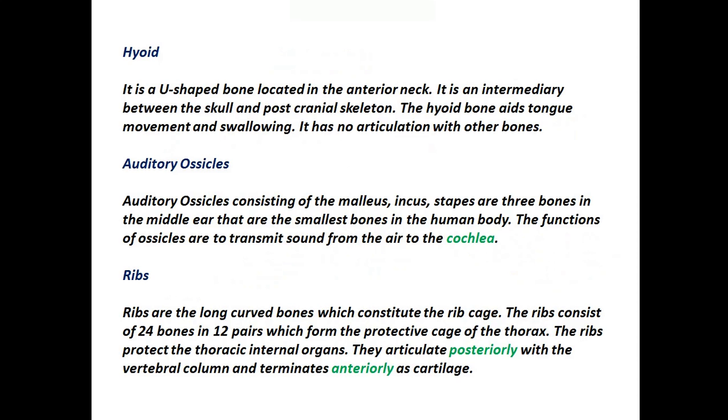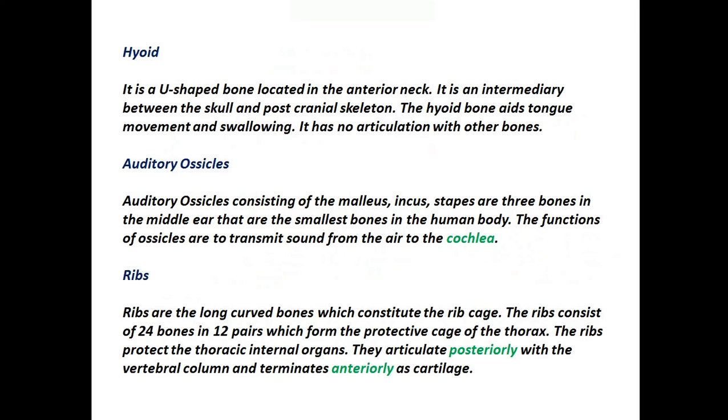Continuing. Hyoid. It is a U-shaped bone located in the anterior neck. It is an intermediary between the skull and postcranial skeleton. The hyoid bone aids tongue movement and swallowing. It has no articulation with other bones. Next, auditory ossicles. Auditory ossicles consisting of the malleus, incus, stapes are 3 bones in the middle ear that are the smallest bones in the human body. The functions of ossicles are to transmit sound from the air to the cochlea.